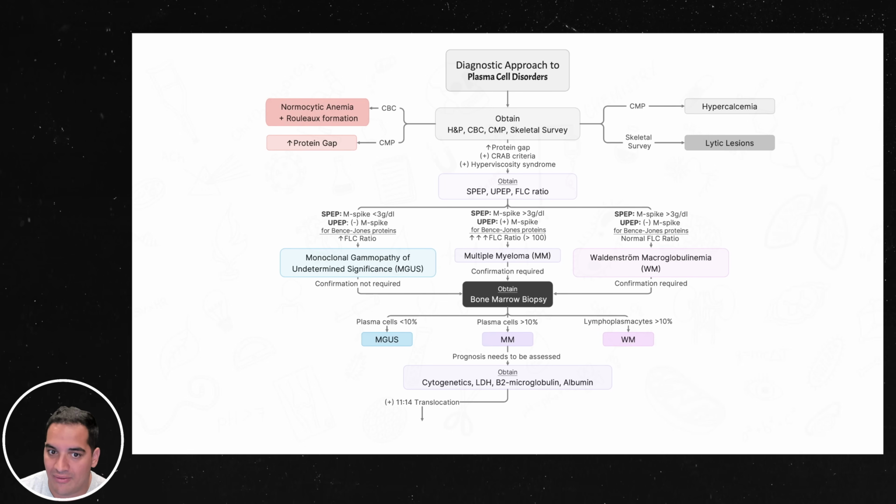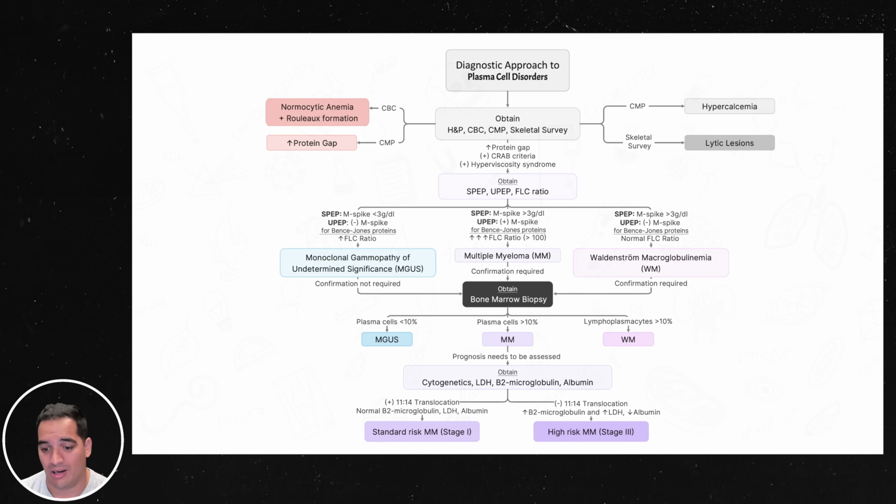If they have the 11-14 translocation and normal beta-2 microglobulin, LDH, albumin, this is actually a good thing. This means I can have a standard risk kind of patient. They may have a good prognosis. If I have the other one where they don't have the 11-14, they have an elevated beta-2, an elevated LDH, and a low albumin, this is a very high risk patient. This is going to be the one that's going to be a little bit more challenging. All right. So this is something that just takes you the extra step to really prognosticate for these patients.